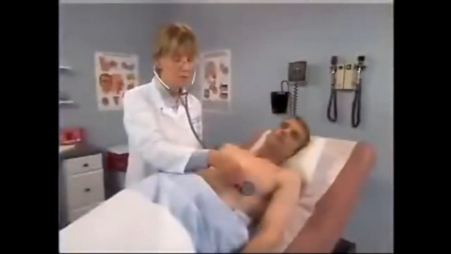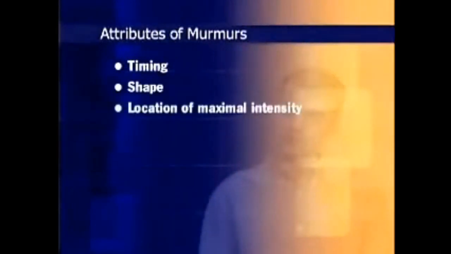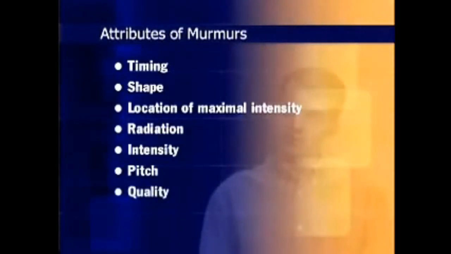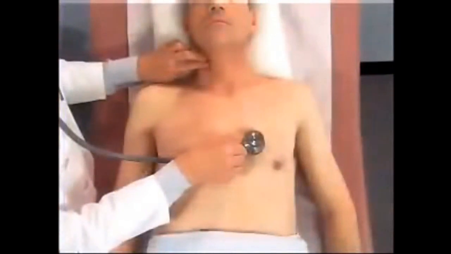Murmurs are differentiated by their longer duration. If you detect a heart murmur, you must learn to assess its timing, shape, location of maximal intensity, and radiation. Grade its intensity, and assess its pitch and quality. Palpating the carotid pulse as you listen can help you with timing.